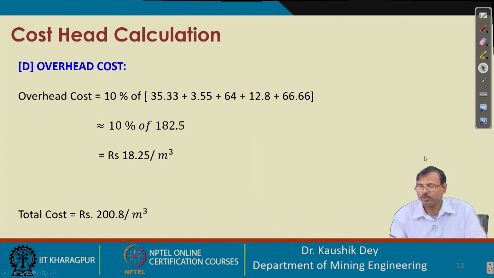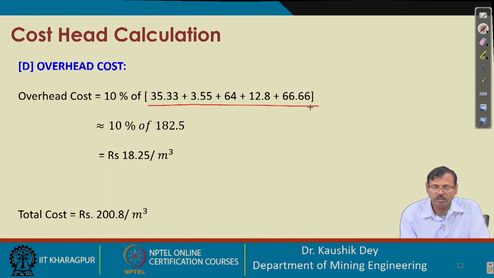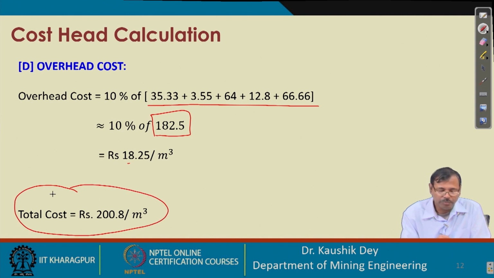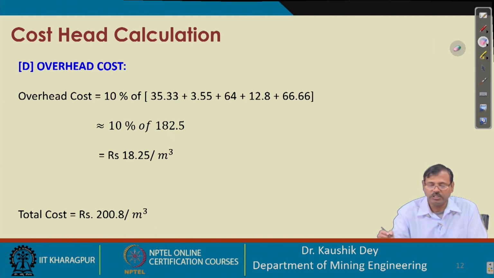Now, similarly, we have considered the overhead cost. So, overhead cost is 10% of all other costs. So, it is coming 10% of 182 rupees 50 paisa. So, that is closely coming to 18.25 rupees. So, this is coming around 200 rupees per meter cube is the cost of drilling here. Again, if it is considered as contractual operations, we have to give some profit margin to them, that may be 10%, 15% profit margin can be given to the contractor.